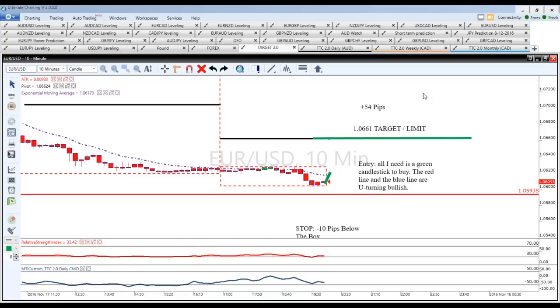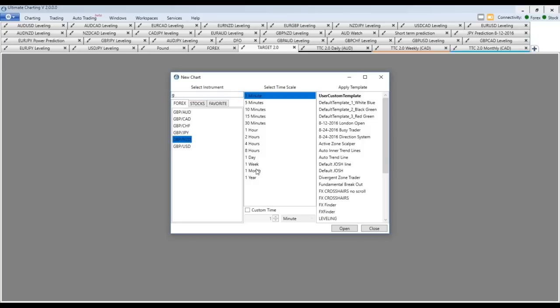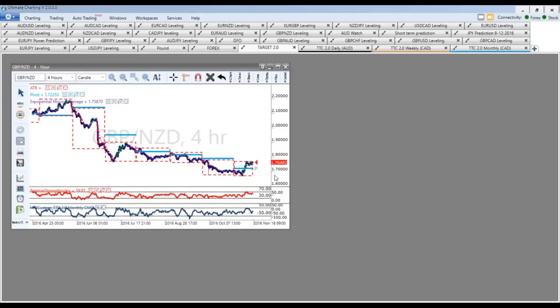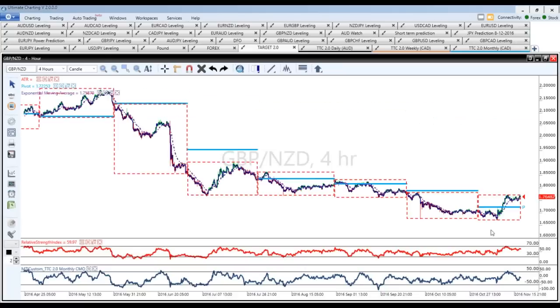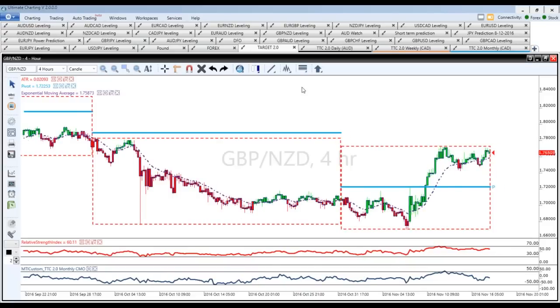Okay, so that was the Euro US dollar from Jesse. Let's look at the pound NZD, which was requested by Mark. And GBP NZD, we'll pull up the 4-hour time frame, put the monthly targets on there. One of the things you're going to discover is the accuracy of this is relatively large. But sometimes when the market misses a target, that provides us the most fruitful opportunity, because this blue line up here, the market never touched it. That's going to be a very strong limit.